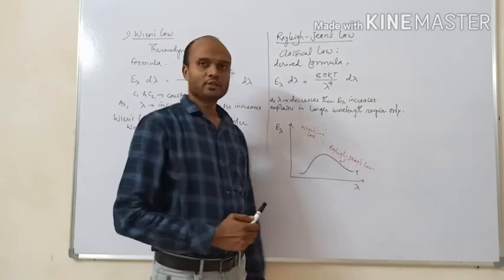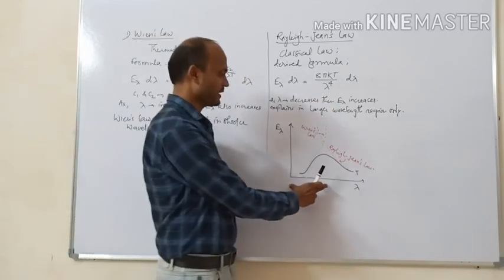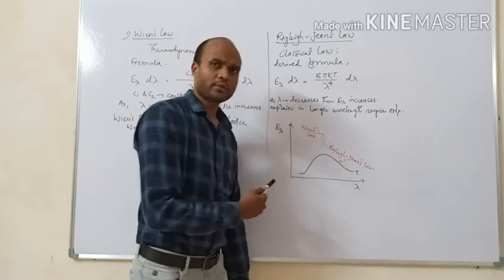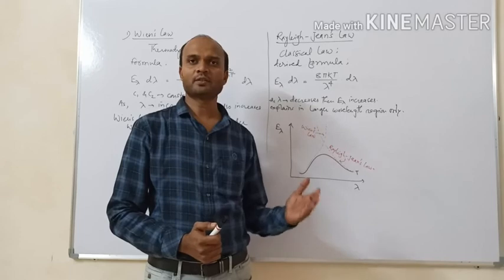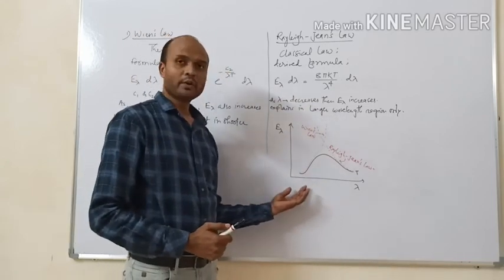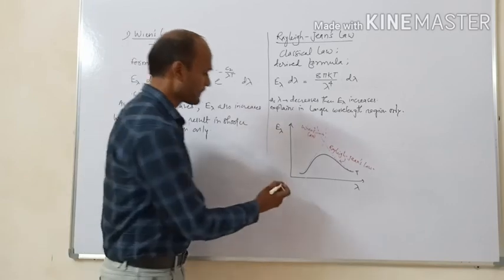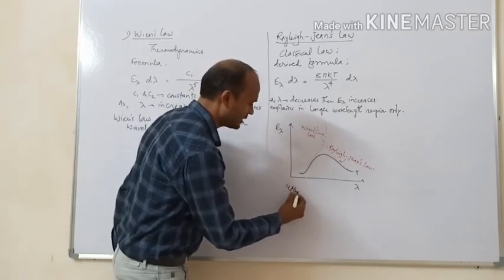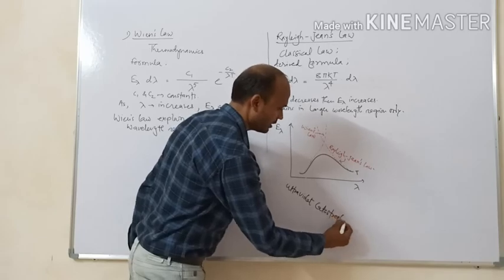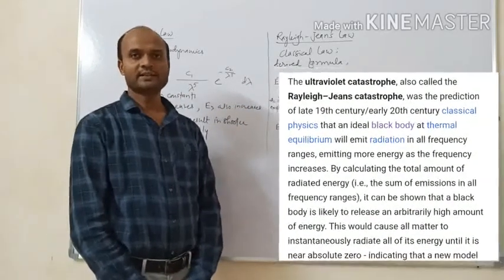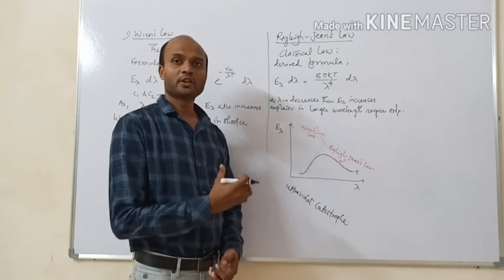Now, Rayleigh-Jeans law is valid in the longer wavelength region only, and it fails to explain the black body radiation spectrum in the shorter wavelength region. Shorter wavelength region means ultraviolet or X-rays or gamma rays. So for the shorter wavelength region, Rayleigh-Jeans law fails, and this failure is also called the ultraviolet catastrophe. That is the limitation of classical physics to explain the black body radiation spectrum in the shorter wavelength region.